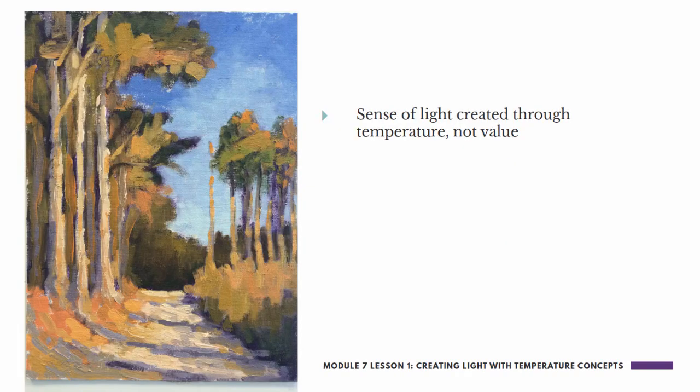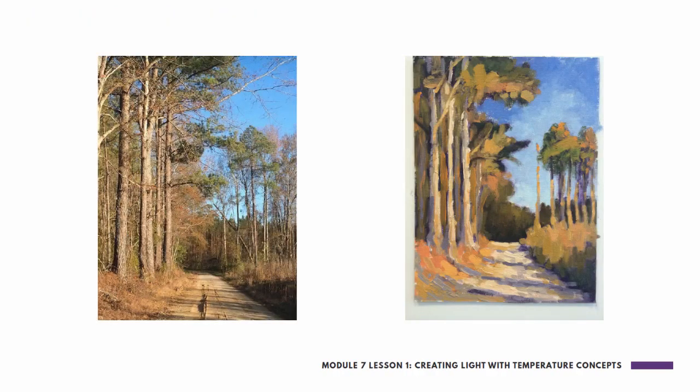So in our demo painting for this module, we're going to create that sense of light through temperature, not just through value or intensity. So here's our photograph on the left and the painting on the right. And you can see where we do have indeed some darker values in there. But what is creating the strongest sense of illumination in that painting is the contrast of warm and cool colors.